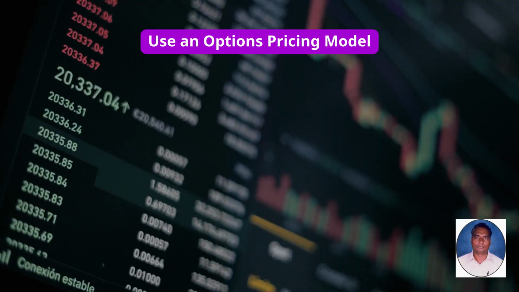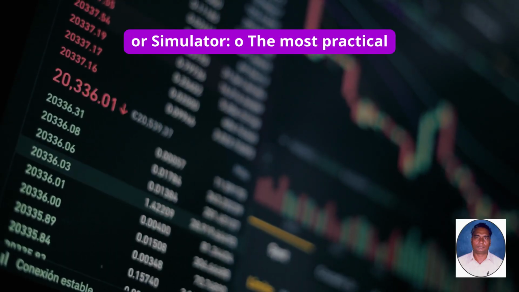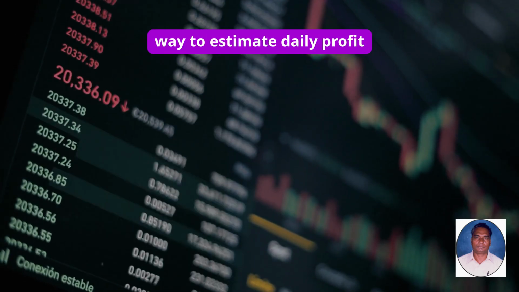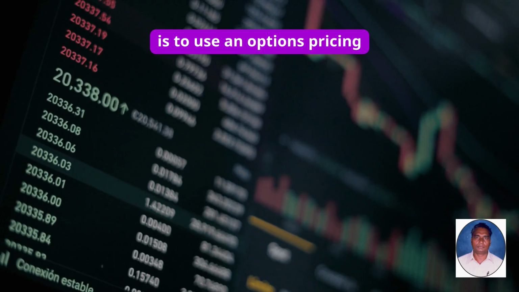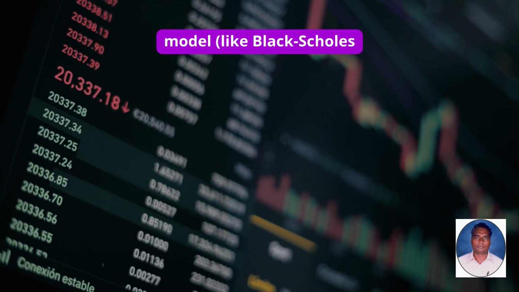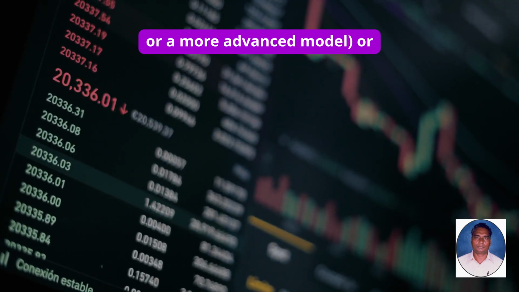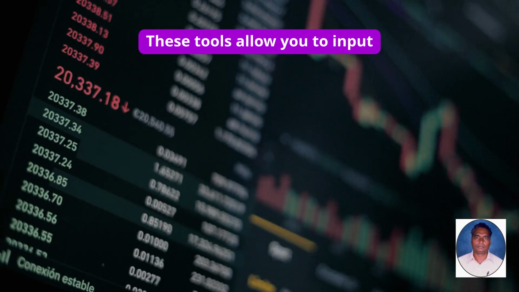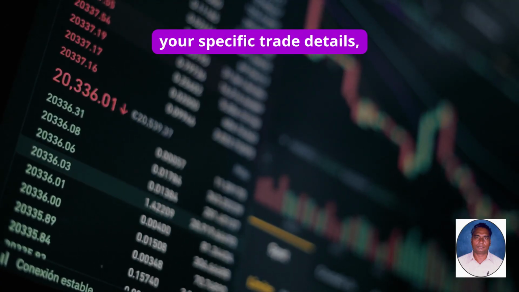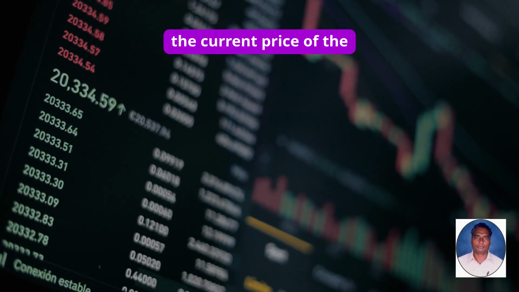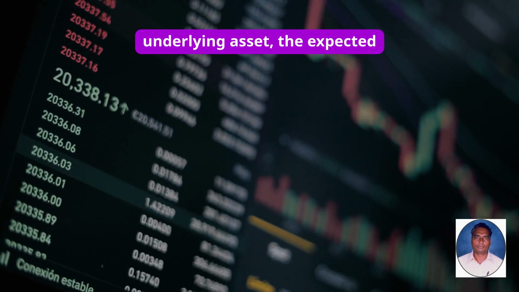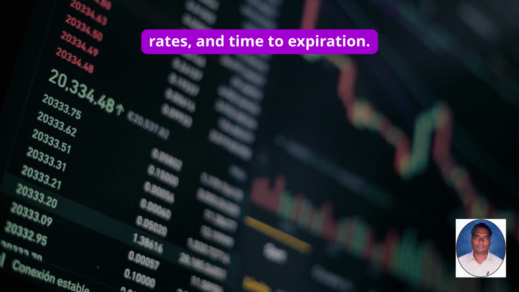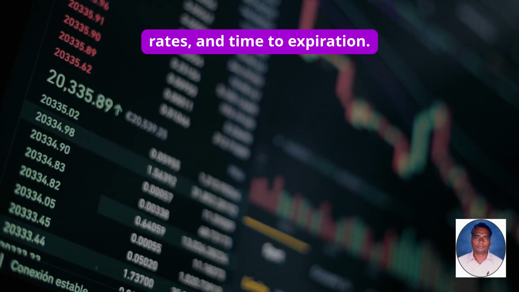3. Use an options pricing model or simulator. The most practical way to estimate daily profit is to use an options pricing model, like Black-Scholes, or a more advanced model, or an options trading simulator. These tools allow you to input your specific trade details, the current price of the underlying asset, the expected daily price change, implied volatility, interest rates, and time to expiration.